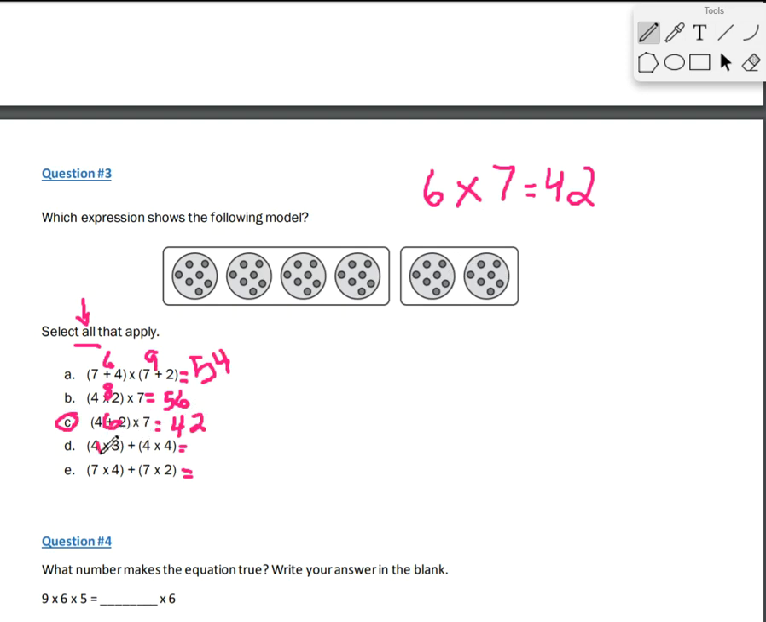All right, we've got 4 times 3, that's 12, plus 4 times 4, which is 16. 12 plus 16 is 28. We have more than 28 chocolate chips. Okay, 7 times 4, that's 28, plus 7 times 2, that's 14. Okay, and if I add 14 and 28, 4 plus 8 is 12, and then I carry my 1. 1 plus 2 is 3, plus 1 more is 4. We're at 42. So our answers were C and E.